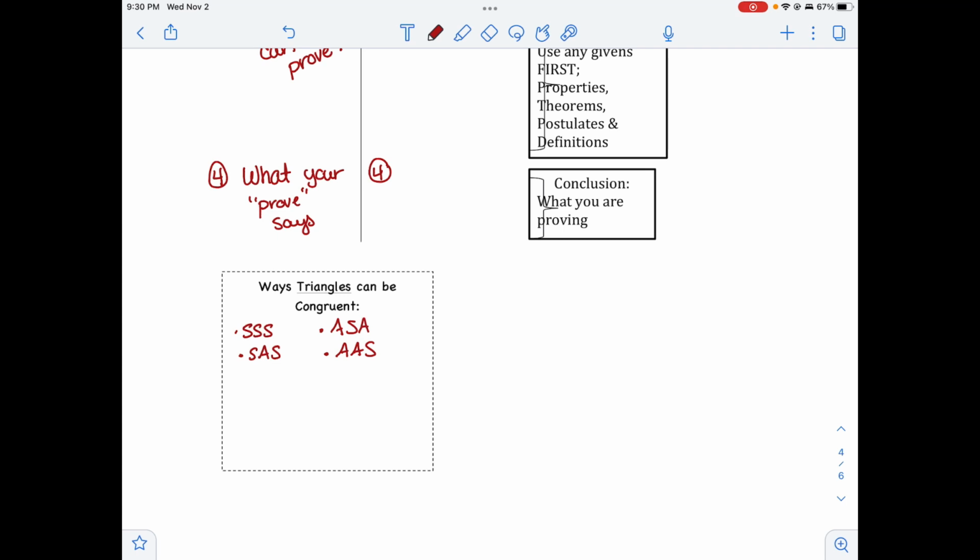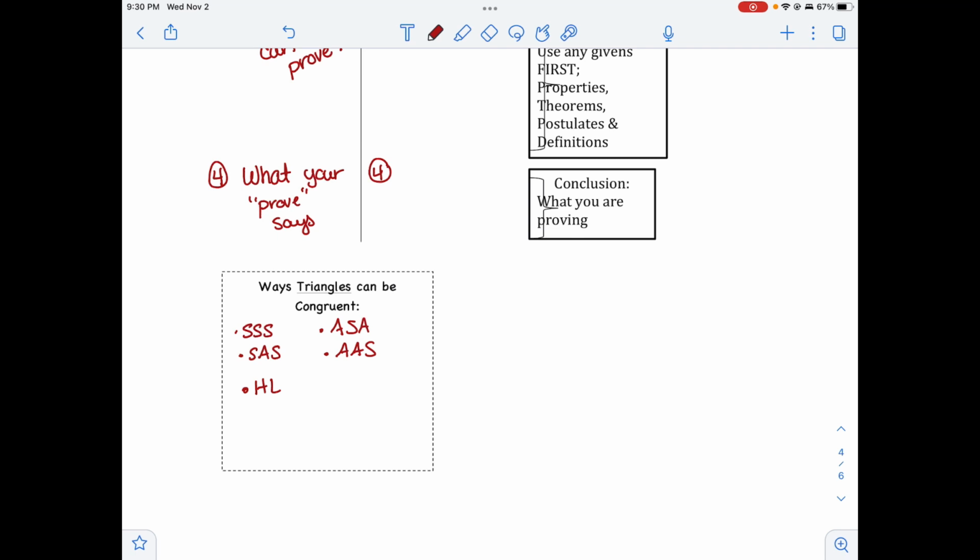Now, we talked about angle, angle, angle before, but that doesn't necessarily mean that they're congruent. That can just prove that they're similar. We have to be a little bit cautious with that. And we also have hypotenuse leg.